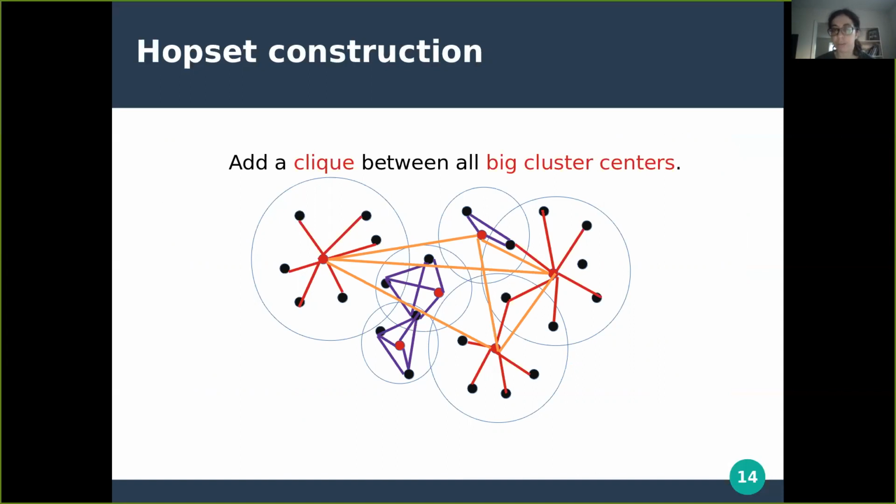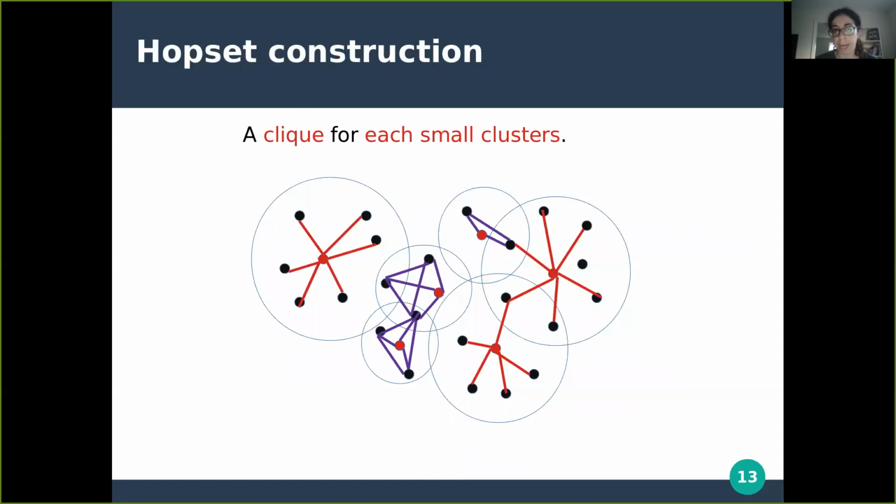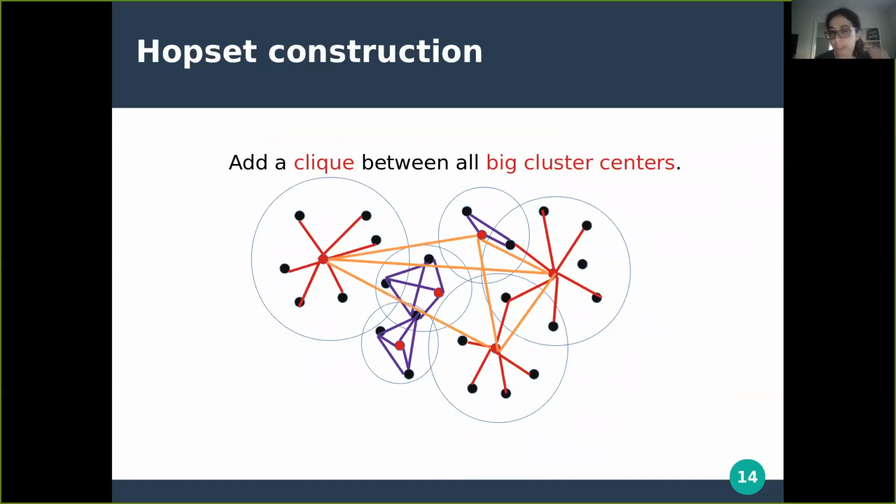So here's a high-level idea of why we're doing things this way. There can't be too many big clusters. There can be at most square root n big clusters. So we can add edges in between all of them, and we wouldn't be adding too many edges. We would only add a linear number of edges. And on the other hand, for small clusters, because their size is small, we can afford to add all clique edges inside them. And we can show that this will lead to a sparse hopset.